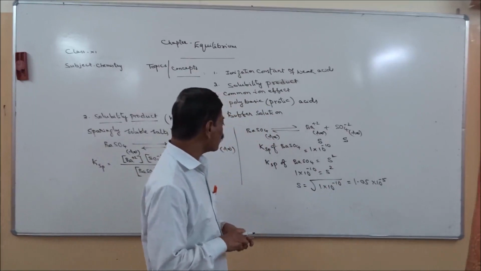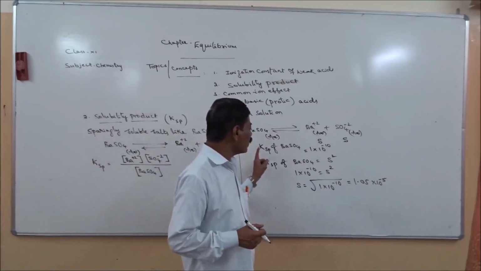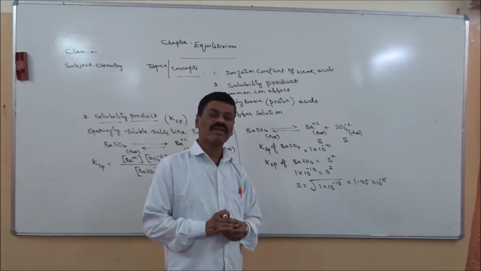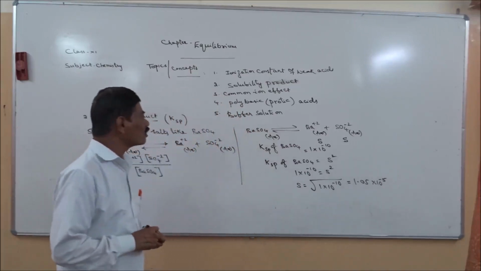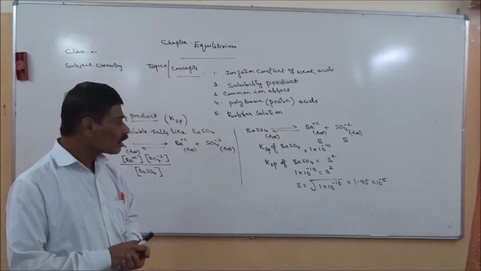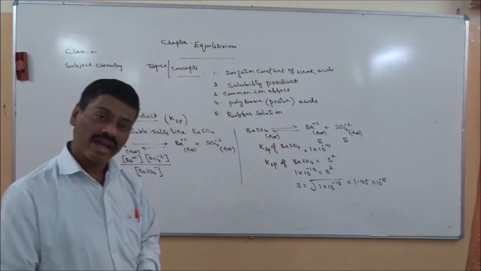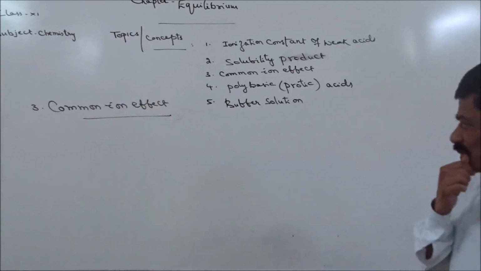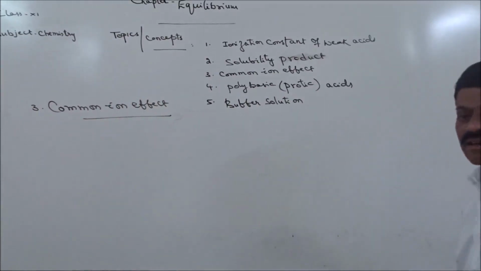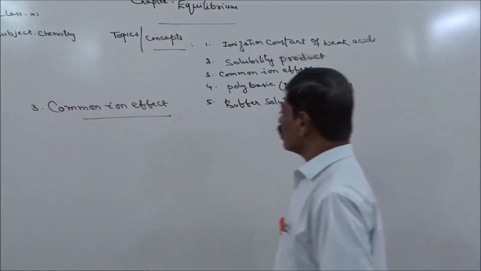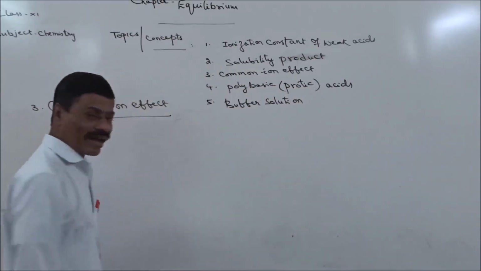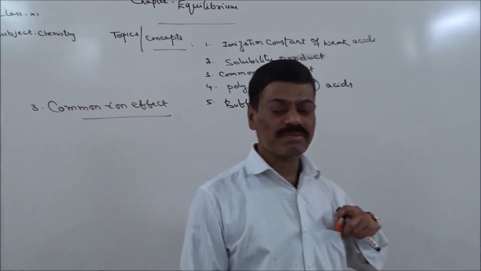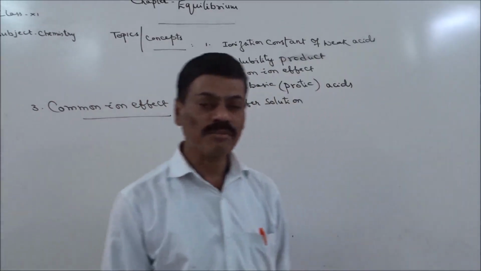So in the numerical, this Ksp and S square, they are correlated. So these two are variables. Out of these two variables, if we know any one, the third unknown one can be calculated. Yes, children. Now we will move to common ion effect. This phenomenon is used when high degree of purity is expected in the case of compounds.